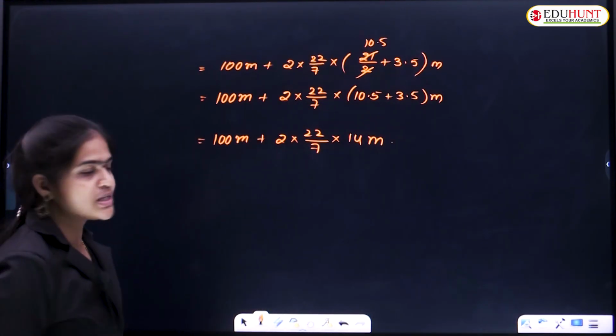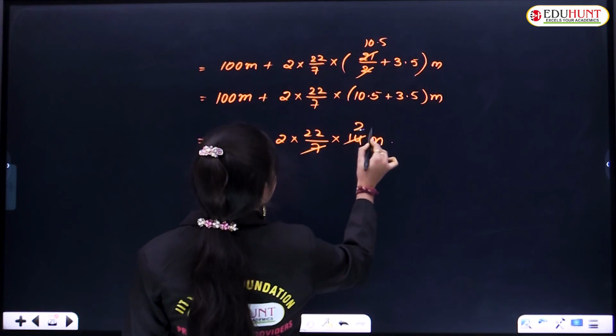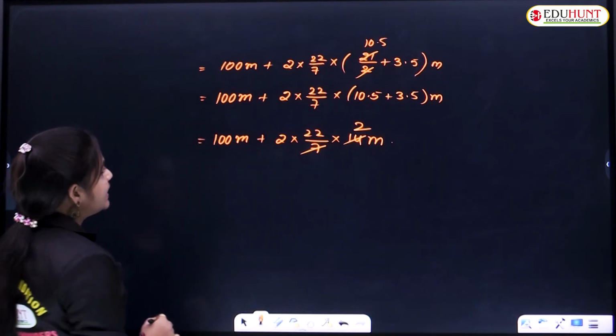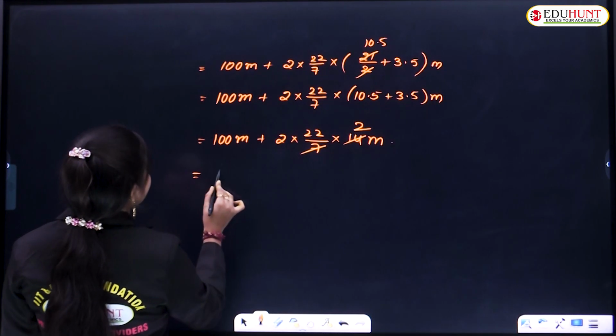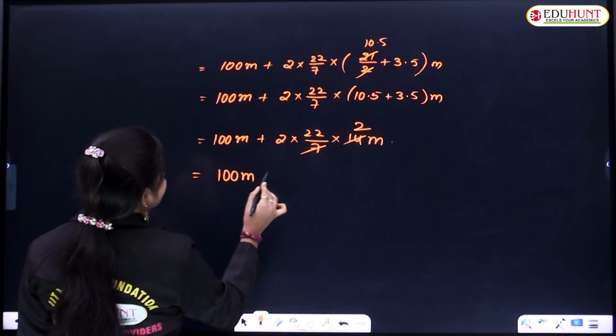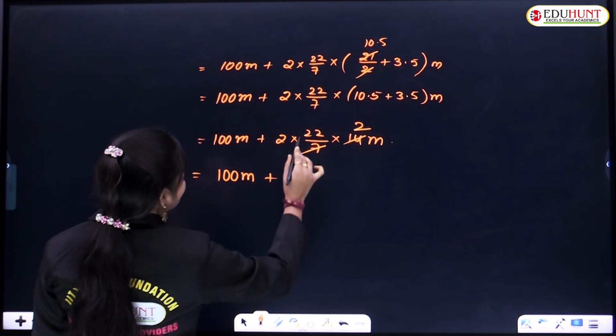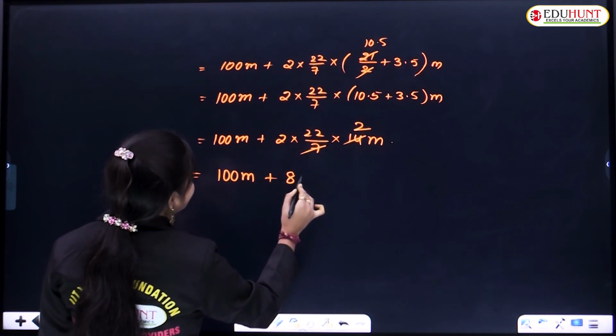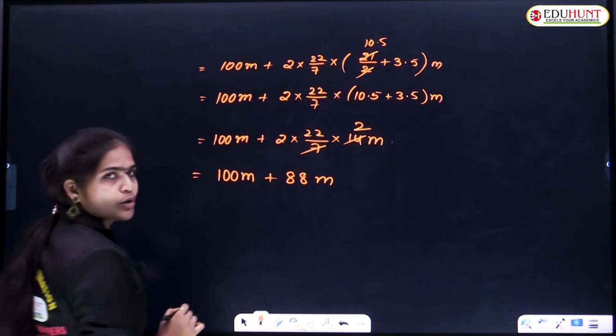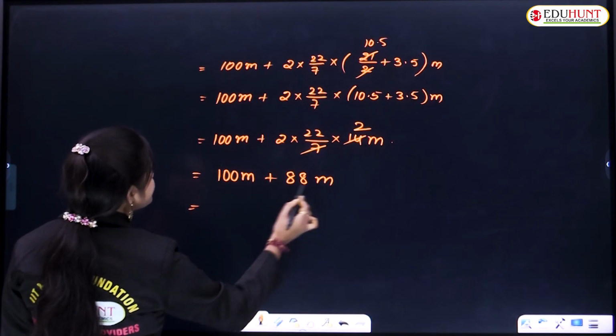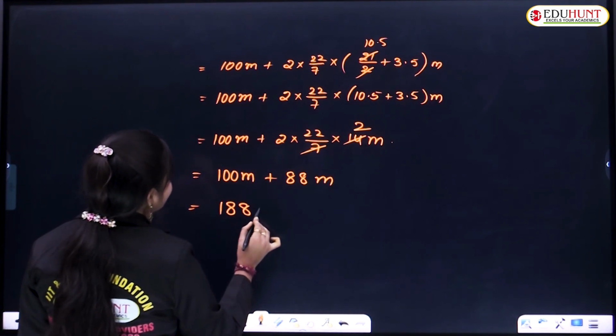Now, is cancellation possible here? 7 twos are 14. Is there any other cancellation? No. Which is equal to 100 meters plus 2 into 22 into 2, which means 4 into 22 is equal to 88 meters. Okay, ma. Totally here 100 meters plus 88 meters is equal to 188 meters.